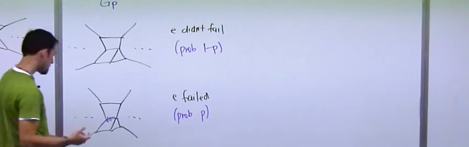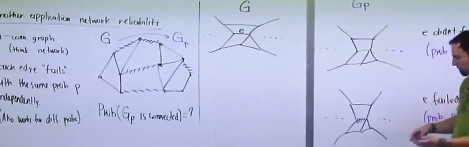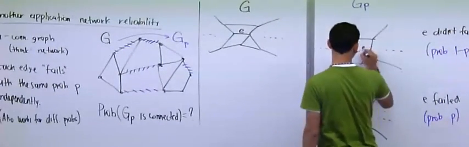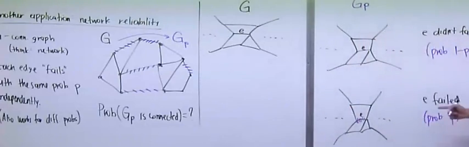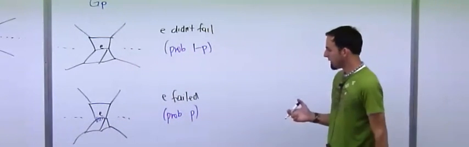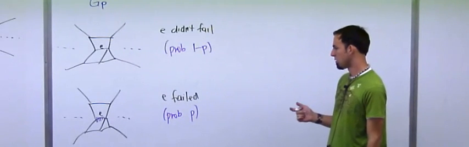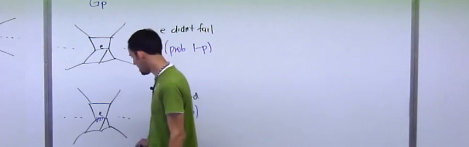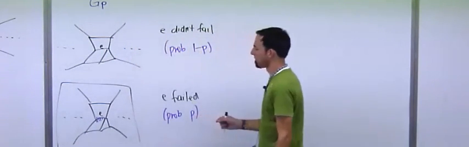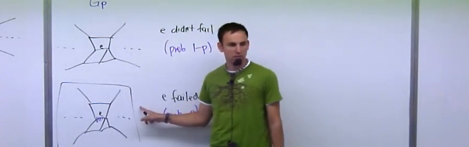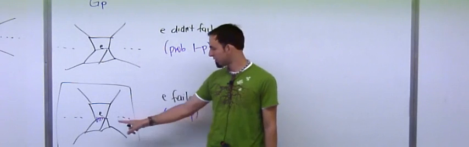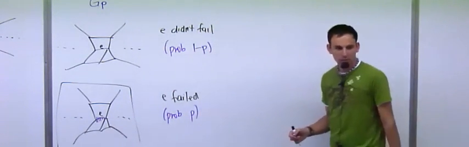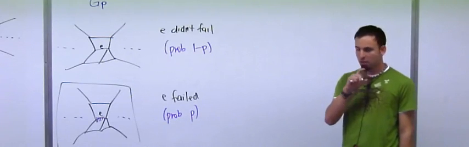So now, I'm only conditioning on what happened with this one edge, but I still have to know what happened to the other ones to figure out if my graph got disconnected or not. Okay? Now, what is the probability that in this scenario, my graph is connected, given that this edge failed?